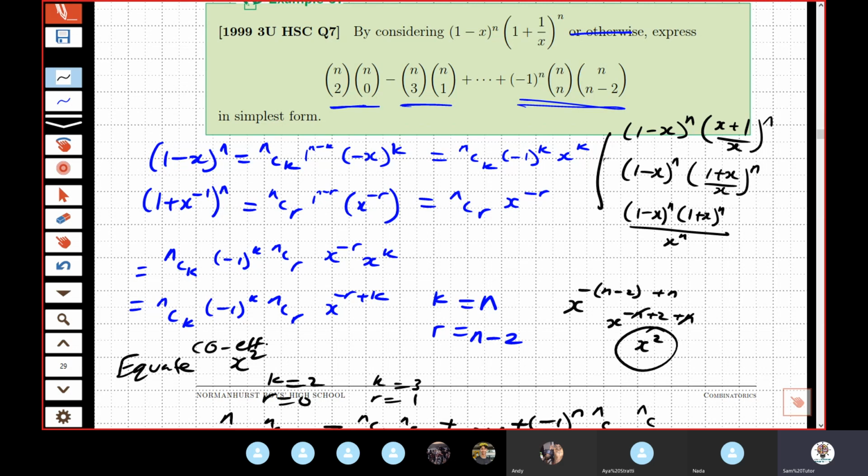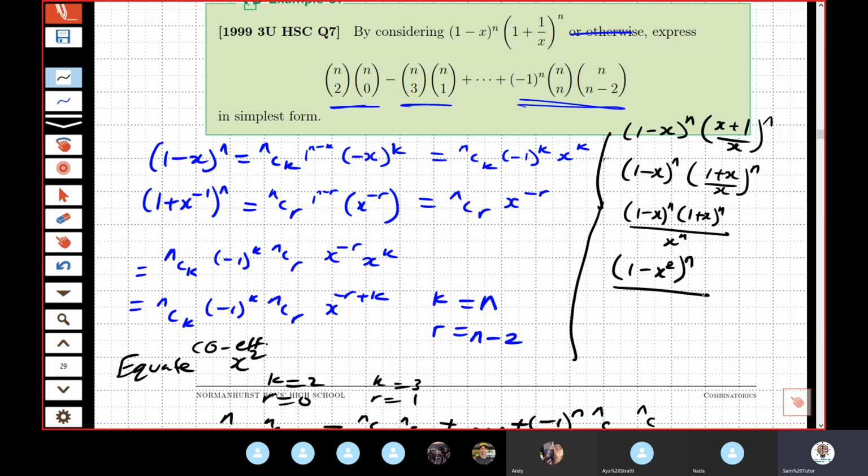Next line. I've got to rub this bit out now, since I've already written the equate coefficient eventually. Hopefully I'm not doing this wrong. Feels a bit weird. 1 minus x squared to the n on x to the n. Still with me?